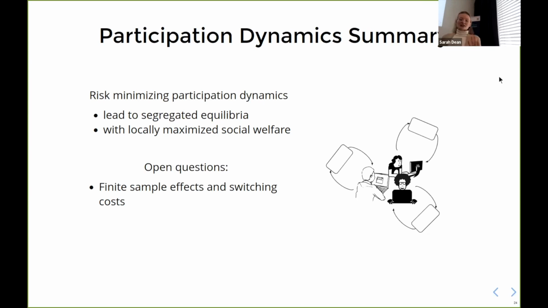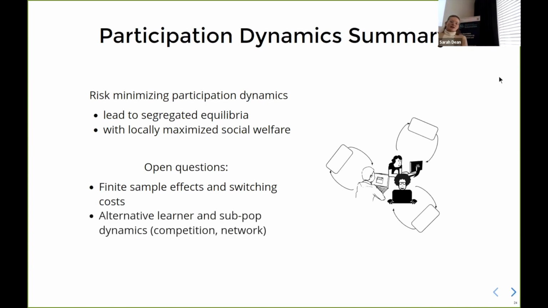So in particular, how these lead to switching costs. For example, if a new learner enters the market, we kind of ignore finite sample effects and assume that they can immediately minimize risk. But in reality, they only have a little bit of data. It's going to be hard to have an accurate, useful model if you're not a large tech giant. Also, we could consider alternative learner or subpopulation dynamics. It would be natural for the learners to be in competition with each other in trying to capture market share. And it would also be natural for subpopulations not to just update based on the own risk that they experience, but perhaps on some network effects of who they talk to and what their friends think are better services.